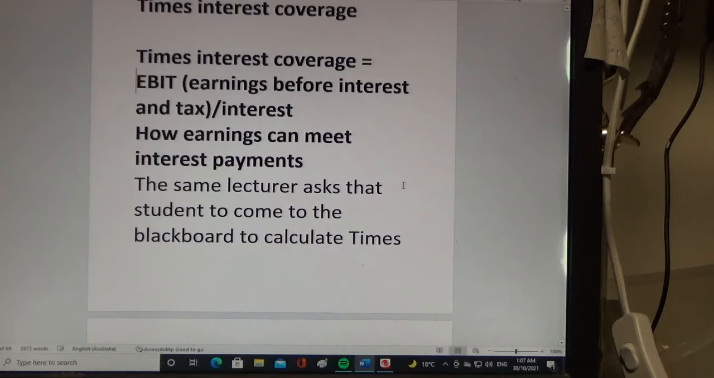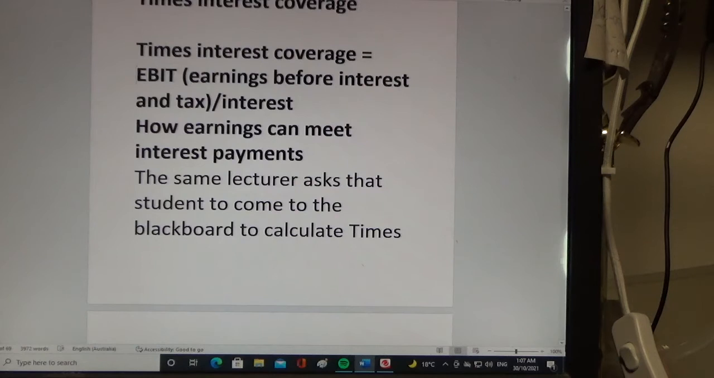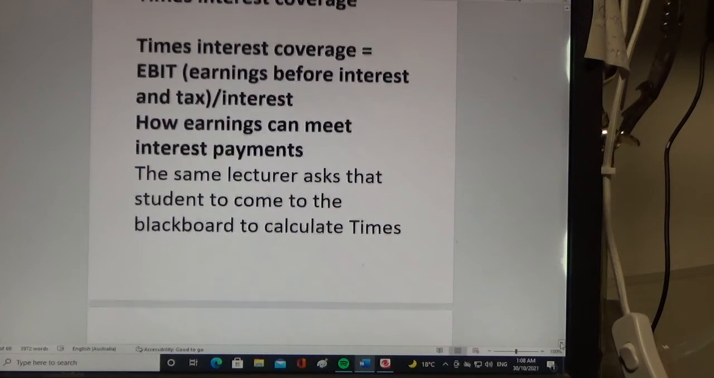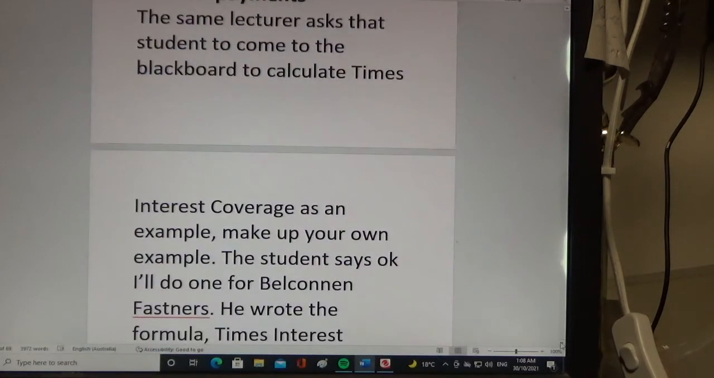Now, usually it's not a problem, high earnings before interest and tax, but if that figure of earnings before interest and tax gets low, that starts affecting operating cash, and maybe if it's 1 over 1, numerator over denominator, you're just paying your interest payment. That's unsustainable. It'll fold. The same lecturer asked that student to come to the blackboard to calculate times interest coverage as an example. Make up your own example, he says, and your own numbers.